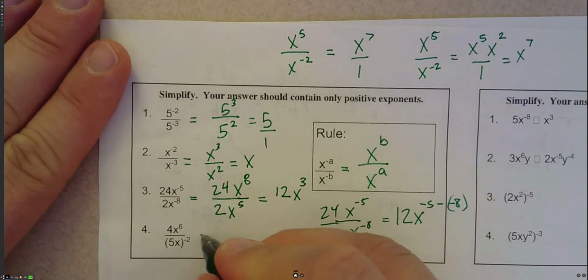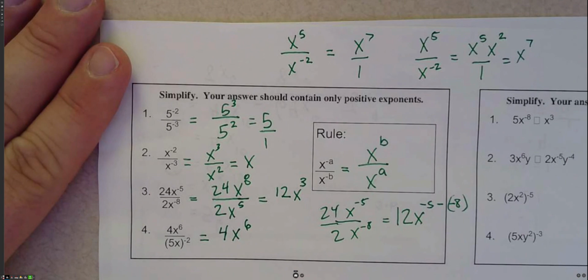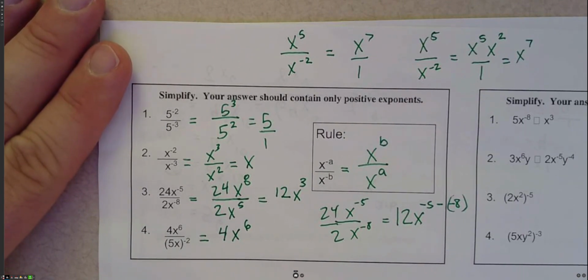This next one, 4x to the 6 stays up top. What moves up from the bottom?